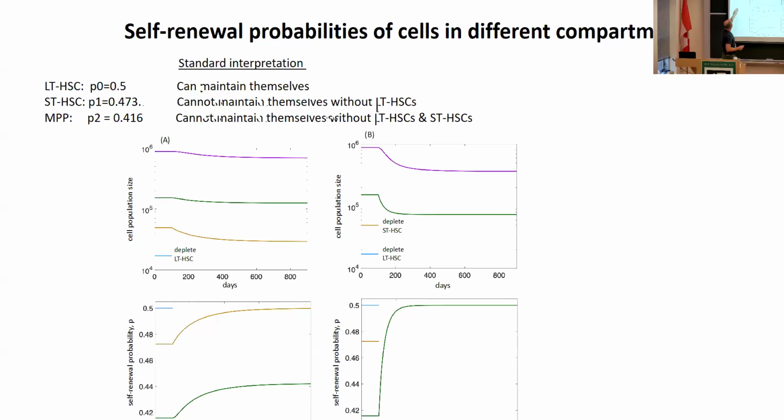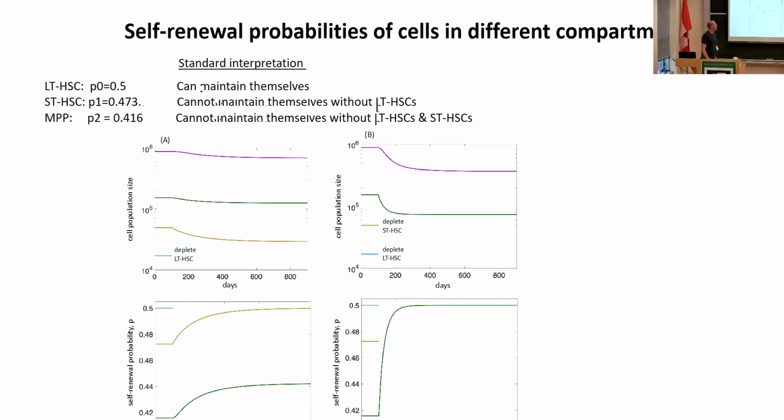So in contrast to the common interpretation, although at equilibrium you observe a self-renewal probability that is less than 0.5, if you deplete the long-term stem cells, it adjusts to be exactly 0.5. And now here, we not only deplete the long-term stem cells, but also the short-term stem cells. Now the MPPs kick in and they dynamically adjust to have their self-renewal probability go up to 0.5, and now they maintain the hematopoietic system.